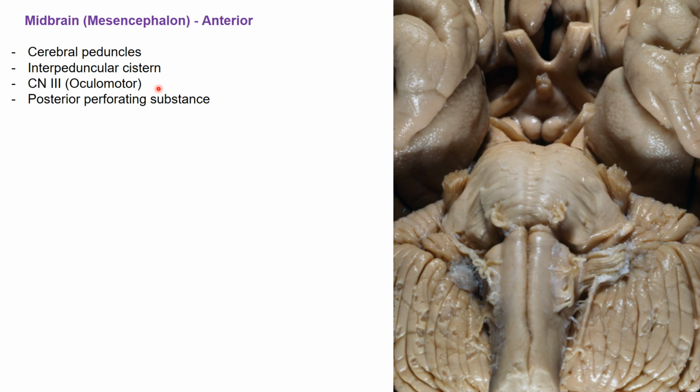Now, coming out of the interpeduncular cistern, we are going to have cranial nerve 3, which is your oculomotor nerve. So it's important to know that cranial nerve 3 comes out between the two cerebral peduncles in the interpeduncular cistern. And then lastly, not seen in this view, but if we looked at the posterior border of the interpeduncular cistern, you are going to have the posterior perforating substance.